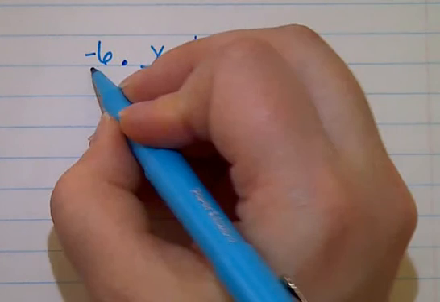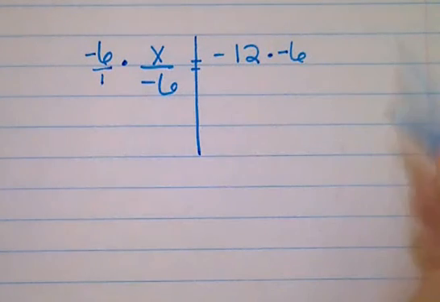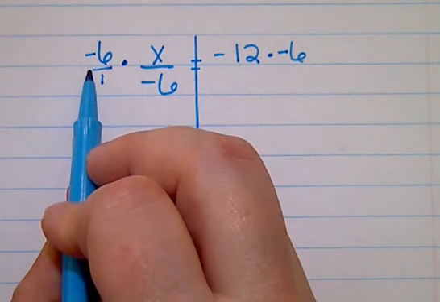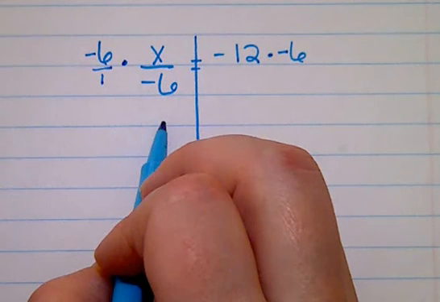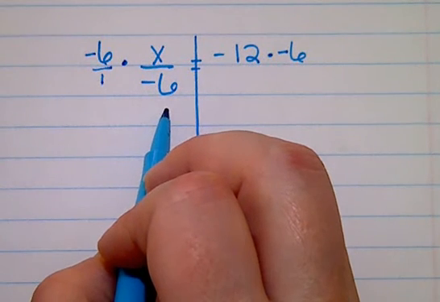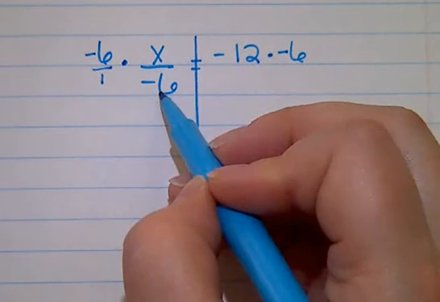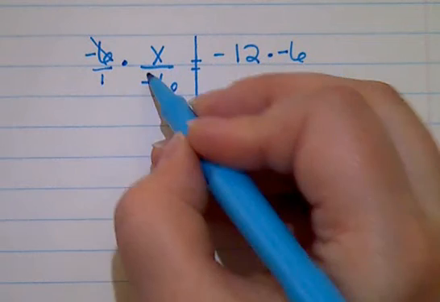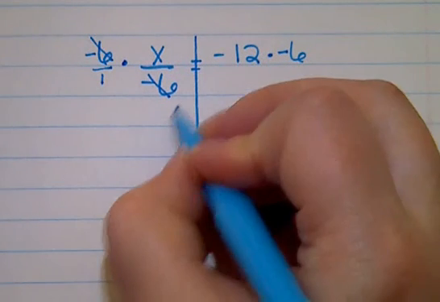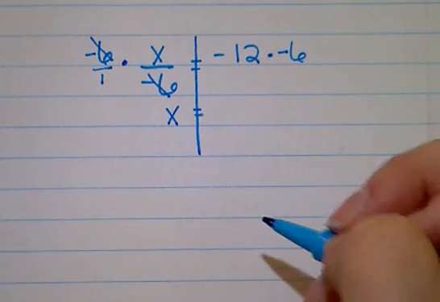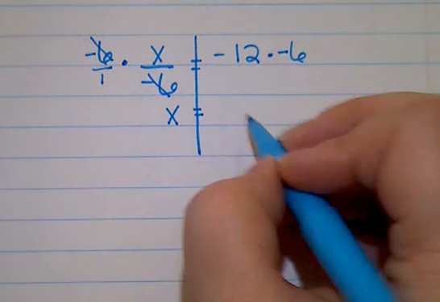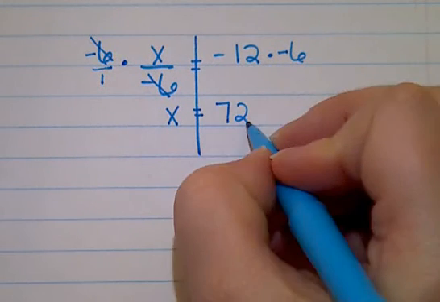Okay, I can write this over 1 so you can clearly see that the negative 6 is on the top, it's a numerator, and this negative 6 is on the bottom, it's a denominator. And when I multiply those two things, I end up with a negative 6 over negative 6, and they cancel to a 1, leaving me with just the x on the left-hand side. Negative 12 times a negative 6 is a positive 72.